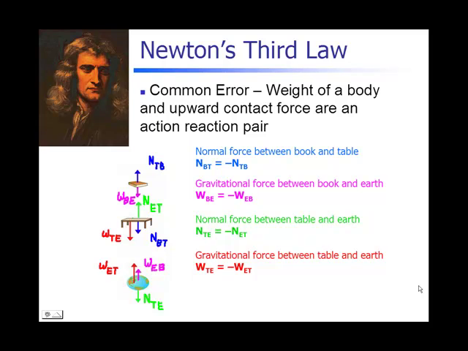So every action reaction pair is of the same type. You cannot have an action reaction pair of two different types, and you cannot have forces of two different types and call it an action reaction pair. If you have gravitational attraction between two bodies, that's one type. If you have normal contact force, that's another type, and they must be of the same type for you to call it an action reaction pair.